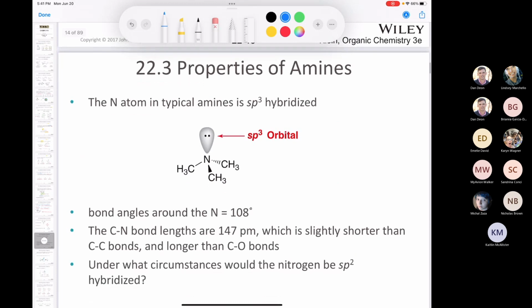Next section deals with some properties of amines. And this kind of goes back to your general chemistry days a little bit in talking about the molecular geometry of amines. But we're going to get into a little more detail here in organic chemistry and talk about the basicity of amines as well.